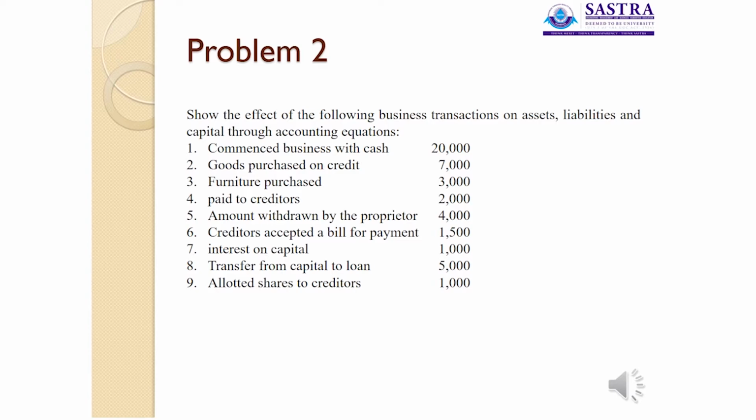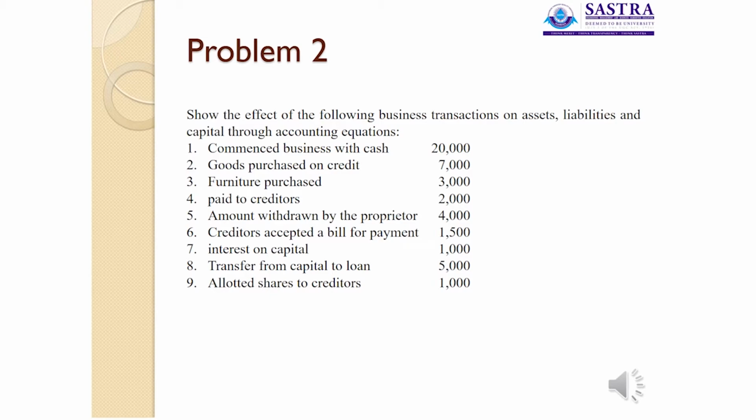Amount withdrawn by the proprietor, rupees 4,000. Creditors accepted a bill for payment, rupees 1,500. Interest on capital, rupees 1,000. Transfer from capital to loan, rupees 5,000. Allotted shares to creditors, rupees 1,000. These are the different transactions given here.